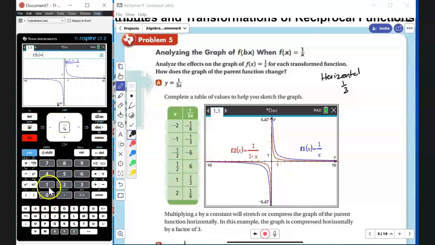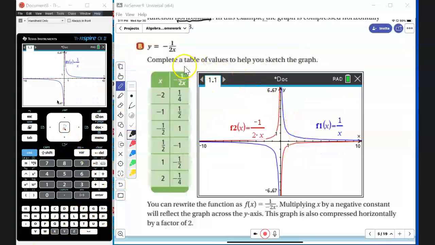So we're going to go ahead and see this here. We have control division. It's 1/3 and then we have the variable in the denominator. So the factor is 1/3, so the reciprocal is 3. We press enter, and you notice it does compress. Multiplying x by a constant will stretch or compress the graph of the parent function horizontally. In this example, the graph is compressed by a factor of 3. Since the factor is 1/3, it's going to be 3.